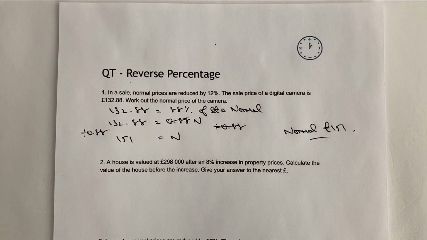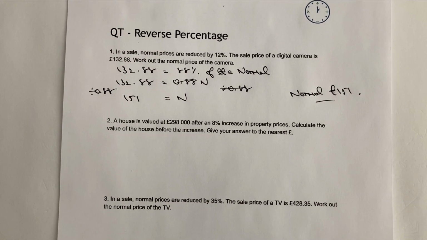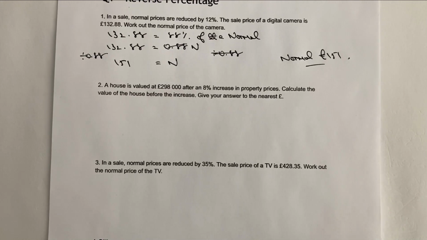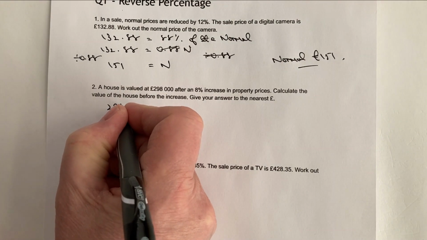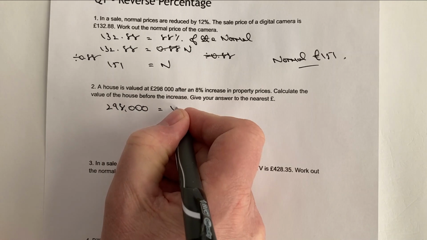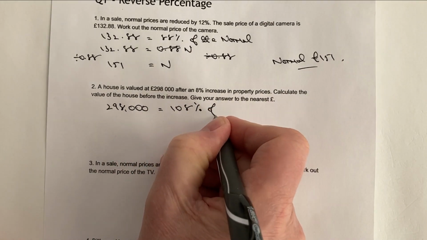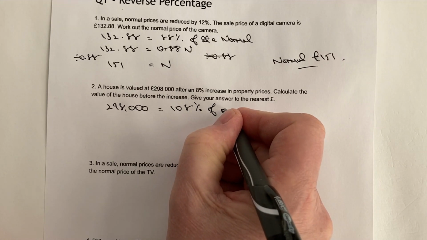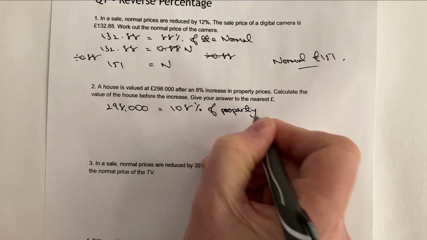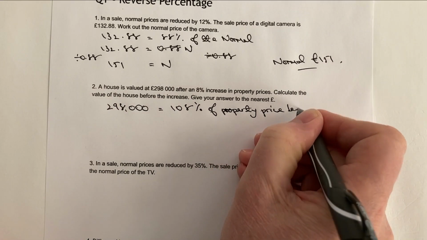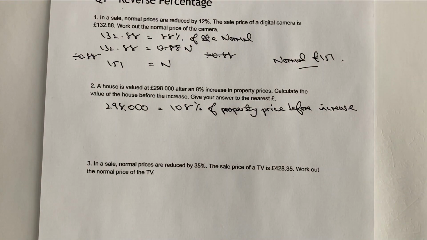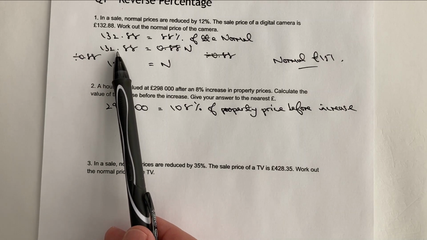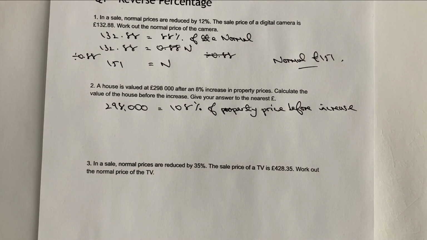We're going to do a similar sort of one with question number 2, but in this particular one, it's after an 8% increase. So an 8% increase means that the 298,000 is going to be equal to 108% of, if you like, the property price before the increase. Now, I've written that out quite deliberately because I think what we need to do then is convert it into something like we did on the previous one, where we converted into some sort of formula that we can find the value of.